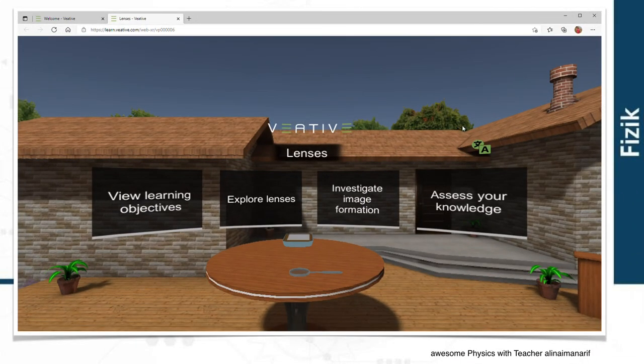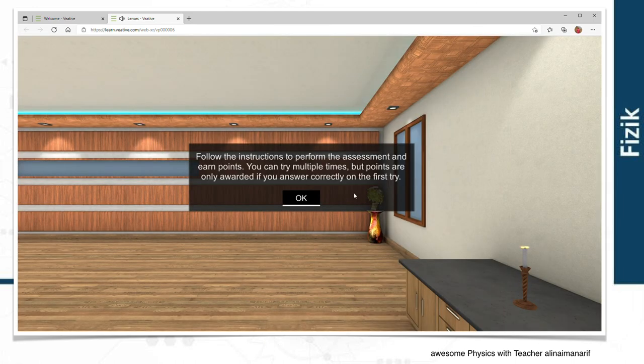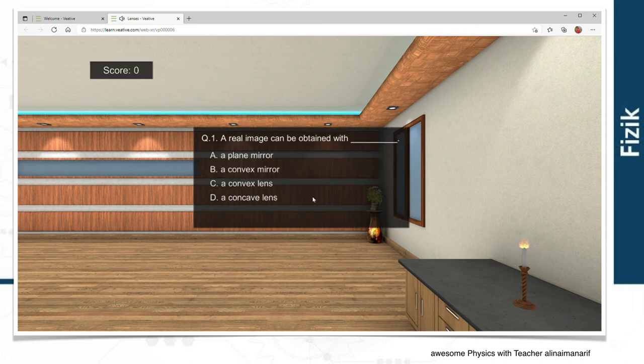Now we try to assess our knowledge about this chapter, the topic of lenses. We follow the instructions for the assessment. Okay, we try. Question 1. Real image can be obtained with a convex lens. Not mirror, convex lens. Careful.